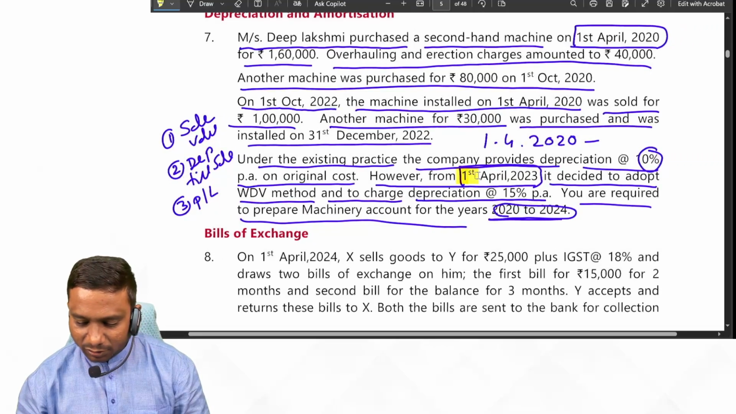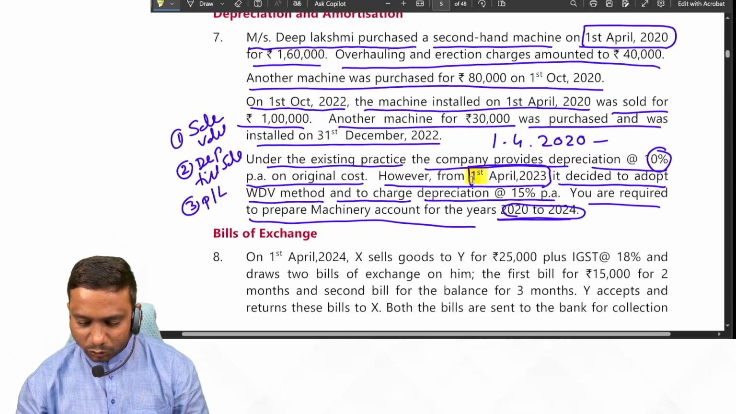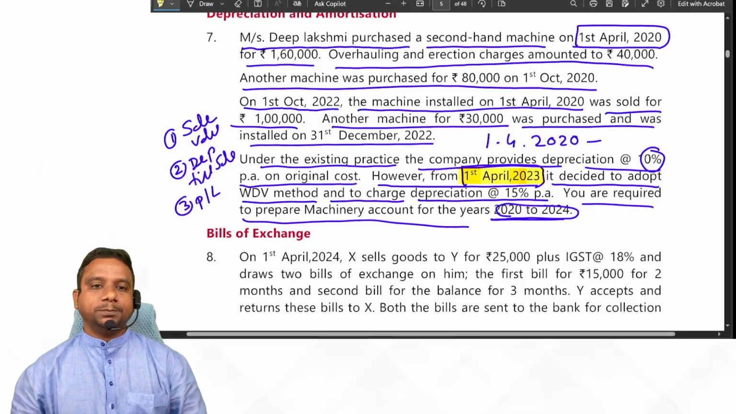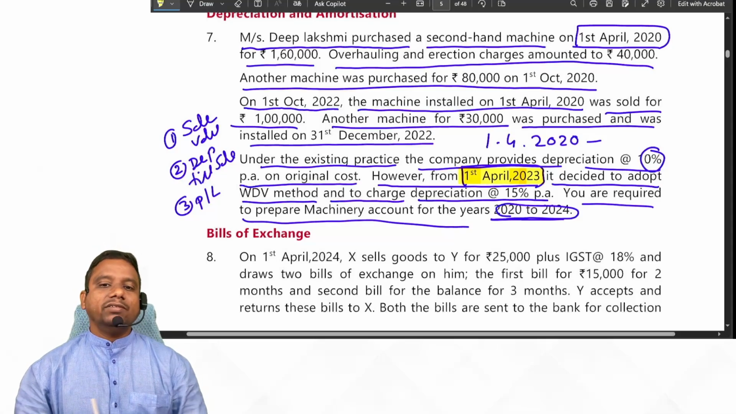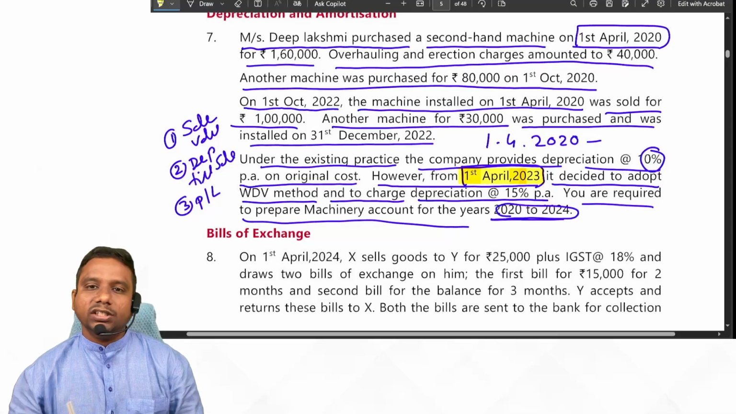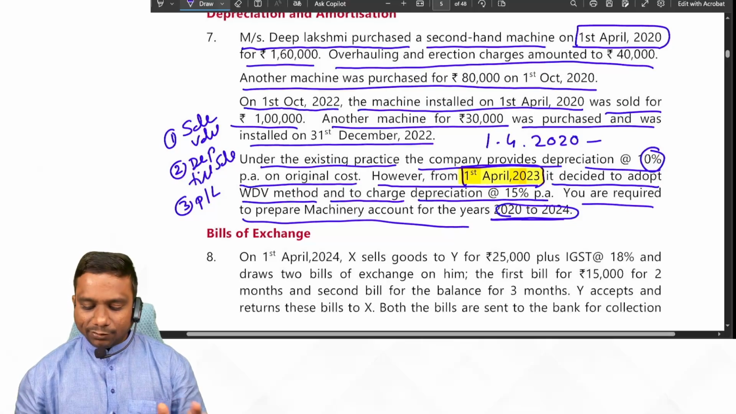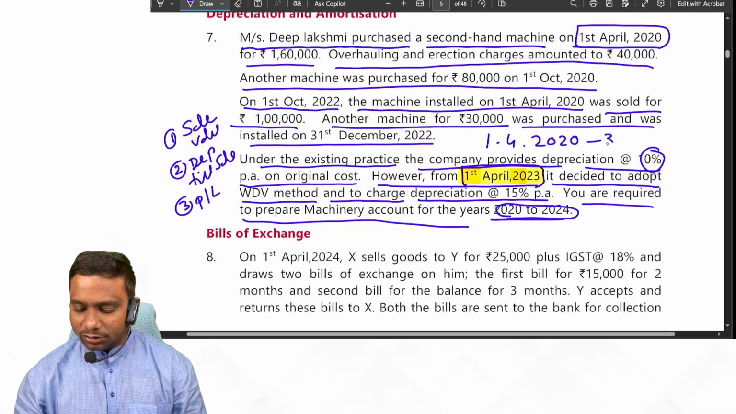What is that hint? From 1st April 2023 onwards, they have changed the method of depreciation. This is the hint we have in the problem to identify the financial year. Now, tell me what financial year they are following? 1st April to 31st March.